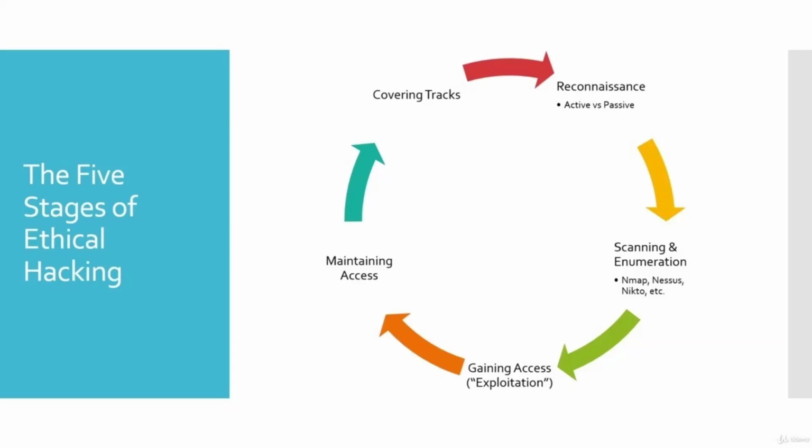And once that is done, once you have that access, the next stage after that is maintaining access, or we call it persistence. And what that means is, okay, you have started from recon, you have done scanning and enumeration, you have also gained access. What you want to do now is to keep that access. You want to make sure that whatever happens, you still have access to that system.